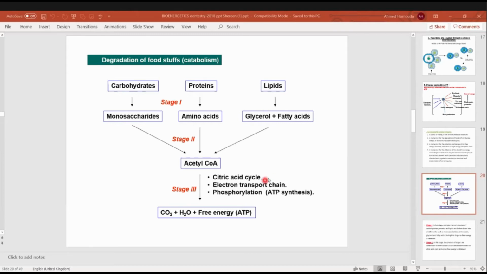What's the purpose? In this stage, you get only a small amount of energy. You are not going to get much. The big energy you are getting from the electron transport chain, which we are going to talk about today. Remember, all these will end up in the citric cycle to get small energy, but the story will continue to get as much free energy, as ATP, as you can from the electron transport chain.